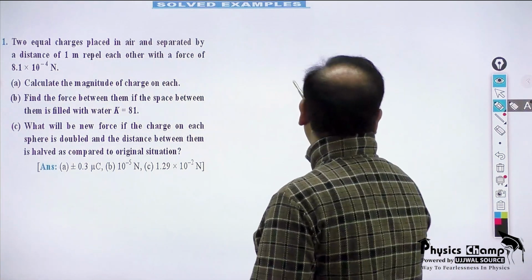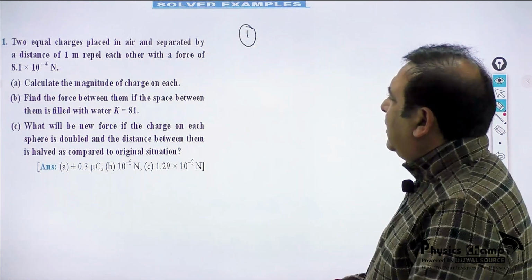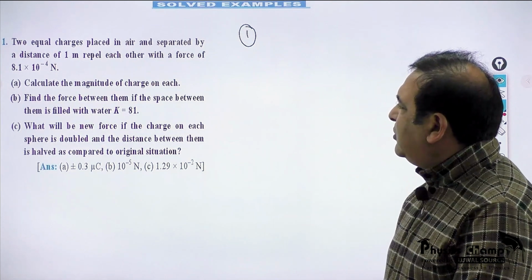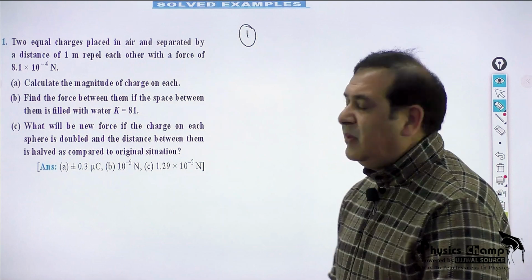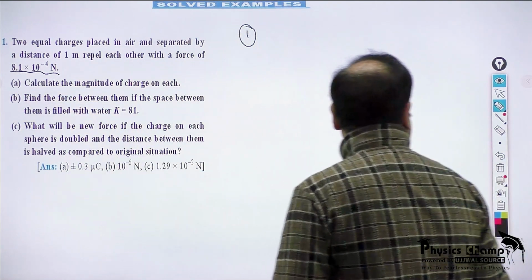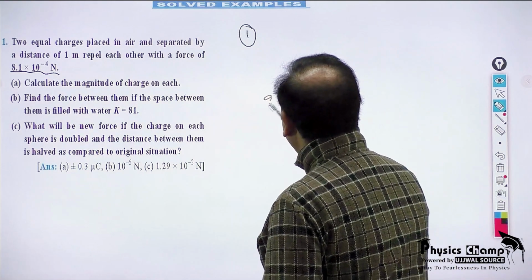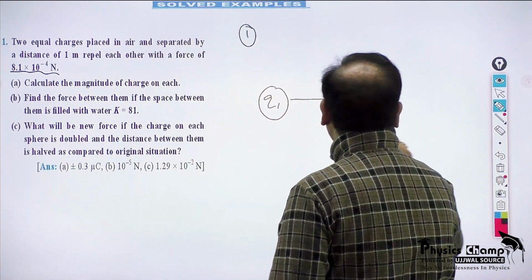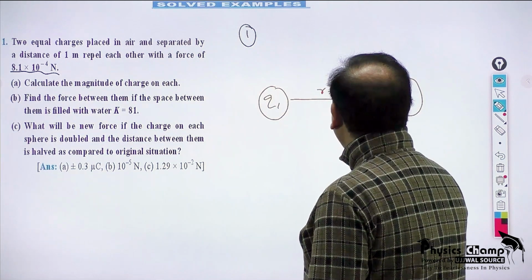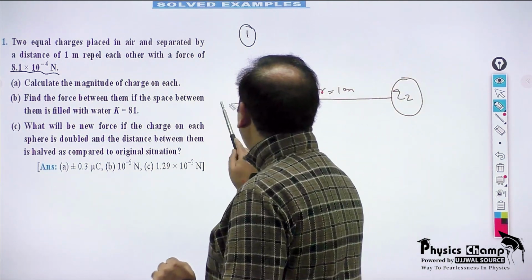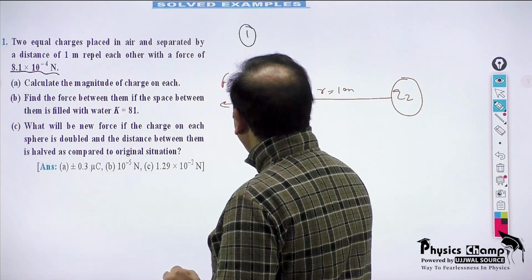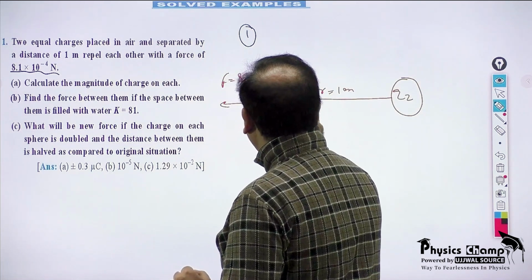Like the first question, as you can see, it states there are two charges placed in air and they are separated by a distance of 1 meter and repel each other with a force of 8.1 × 10^-4 Newton. So I have two charges, maybe Q1 and Q2. They are separated by a distance of 1 meter and these two charges are repelling each other with a force of 8.1 × 10^-4 Newton.